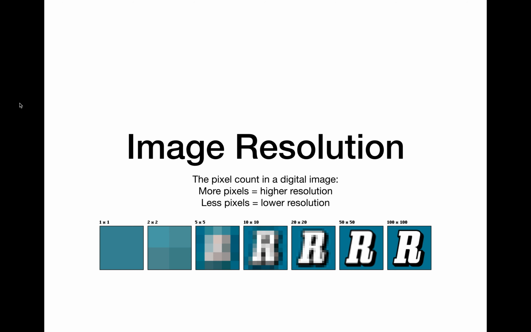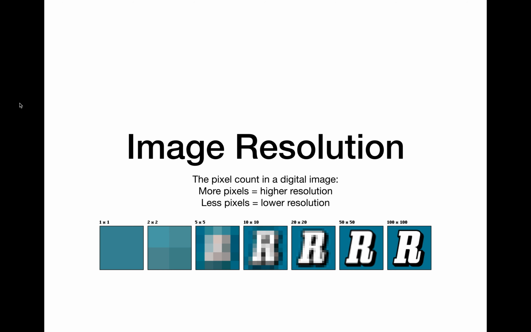Talk about image resolution. This is often one of the more confusing topics that digital imaging has to explain, but we're going to get through it step by step and we're going to demystify some of the confusion around this issue. So, image resolution is defined as the pixel count in a digital image. So, common sense would say more pixels is higher resolution in terms of the image, and less pixels are lower resolution in terms of the image.